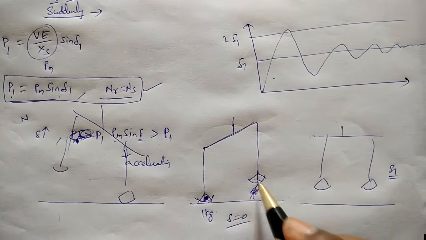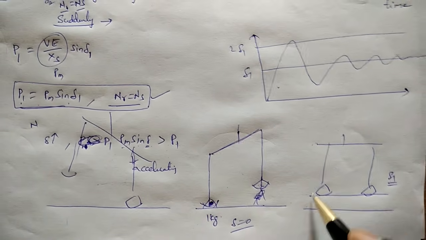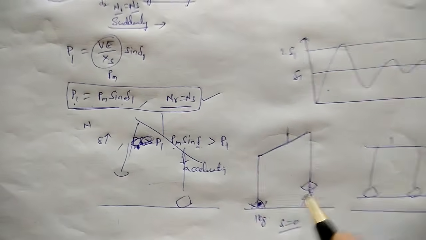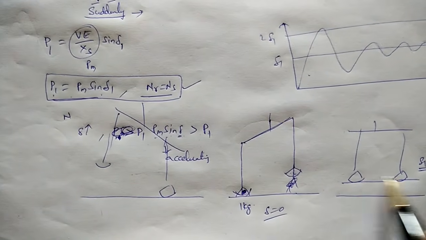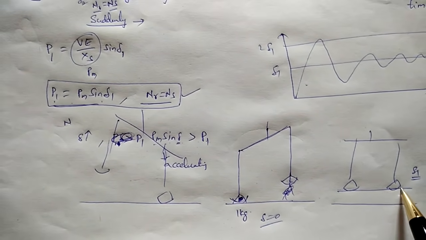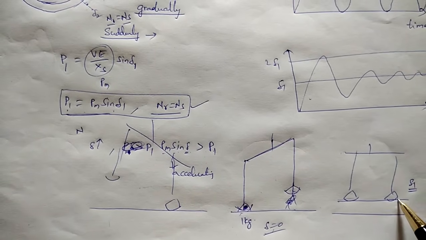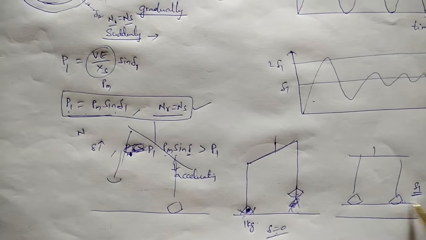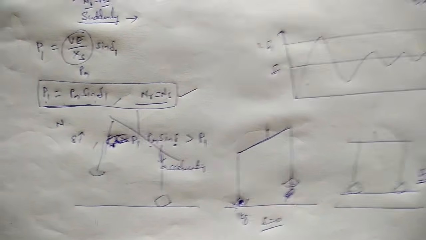If you keep the load here gradually, it will come to this position slowly. But if you put the load suddenly, it will oscillate about its final equilibrium. This is the final equilibrium position, this is the initial equilibrium position at delta equal to 0, and this is at delta 1. That means some load. Understood? I hope you understand. Okay, thank you.